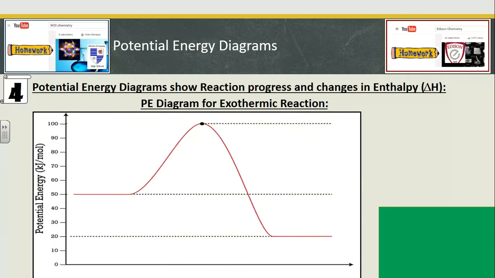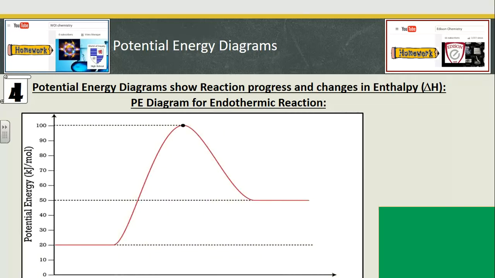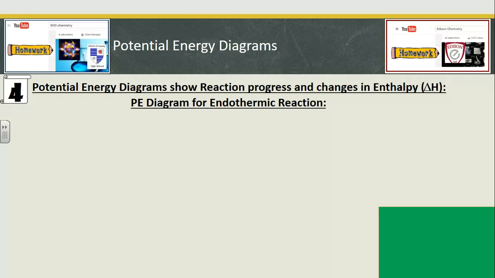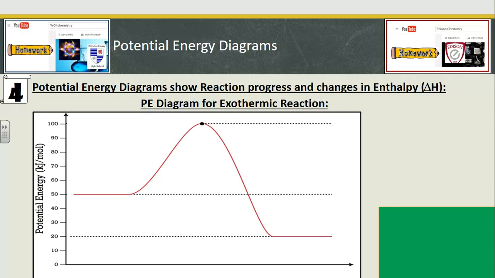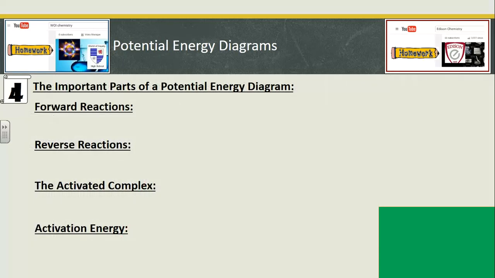For an exothermic reaction, a potential energy diagram is going to look exactly like this. And so we would need to see what an endothermic reaction one looks like. Well, it's the exact mirrored image of it, okay? So reminder, exothermic reaction, endothermic reaction. Right? So let's see what we got here. The important parts of those diagrams we're going to have to learn how to label.